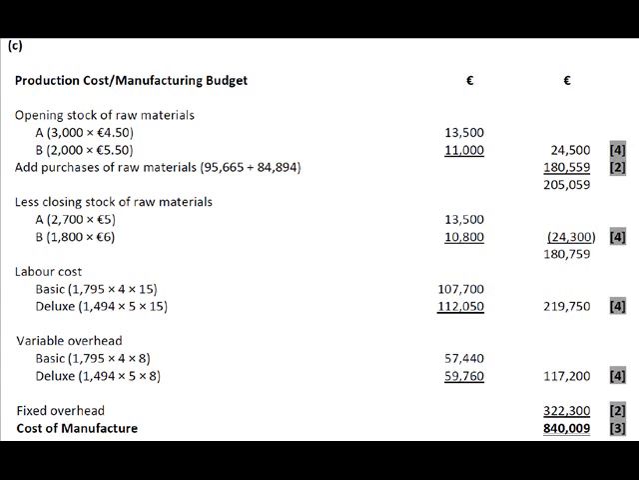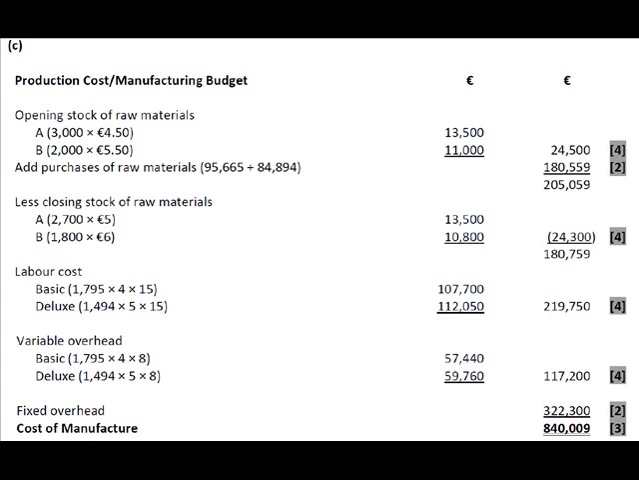If you compare the figures, you see we plan to produce 1,795 units of basic, and each one will take 4 hours. We've said this already. Now we're going to multiply by €8 to cover our variable overheads per hour. That's 57,440. And we plan to produce for deluxe 1,494 units. Each one takes 5 hours, and we're going to charge €8 per labour hour to cover our variable overheads. So that's 59,760.